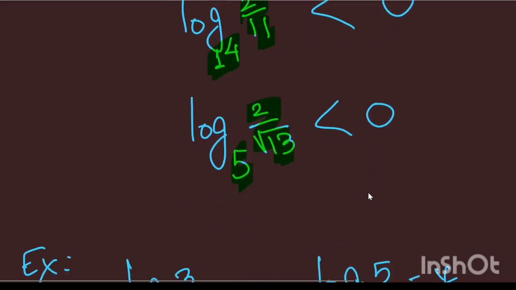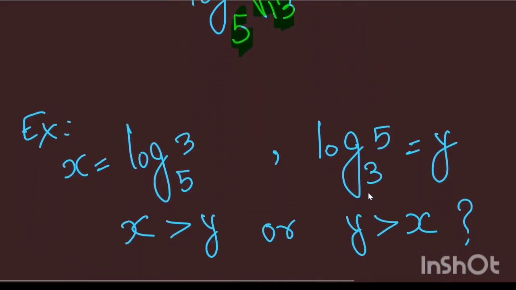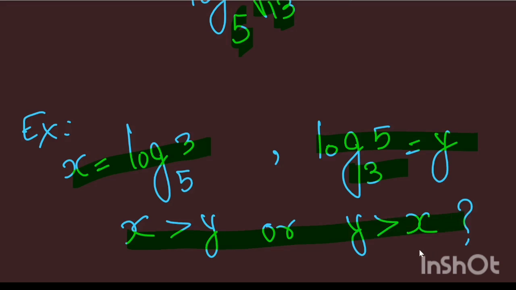So now let's take another example. If x is log 3 base 5 and y is log 5 base 3, which one is greater? Is x greater than y or y greater than x? As you can see here, 3 and 5, both of these numbers are greater than 1, so obviously we can say that x and y both are positive, but the question is more precise. They are asking which one is greater.